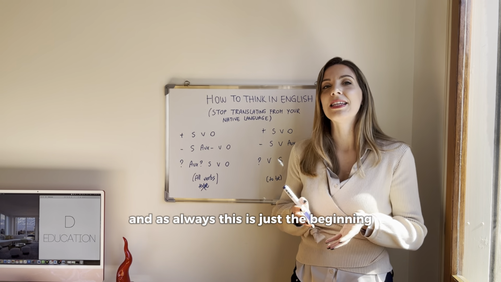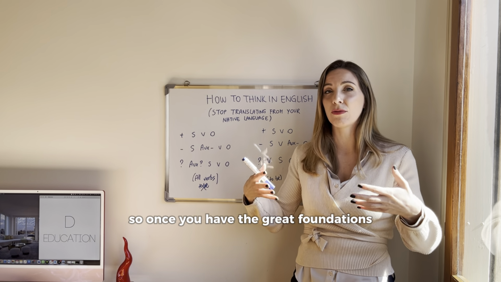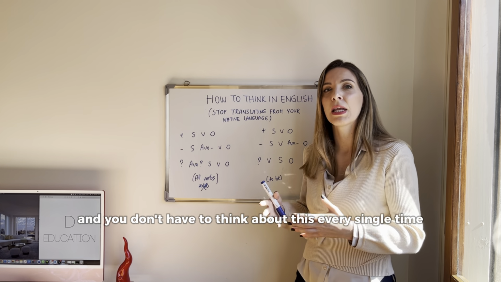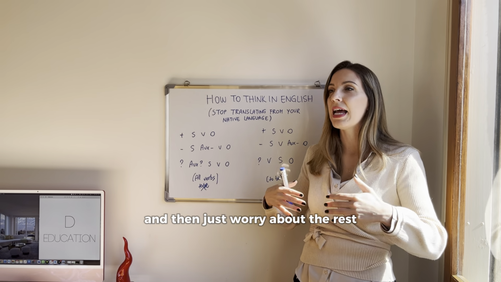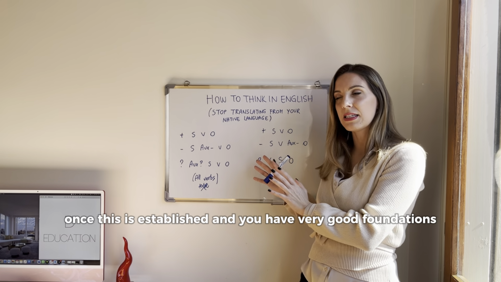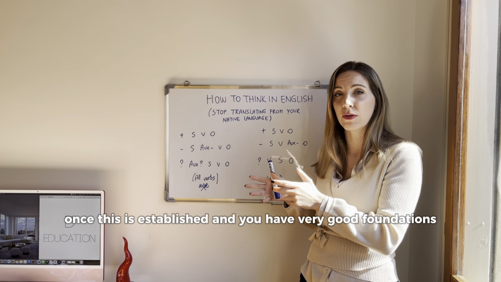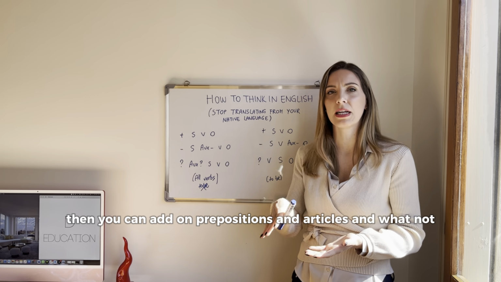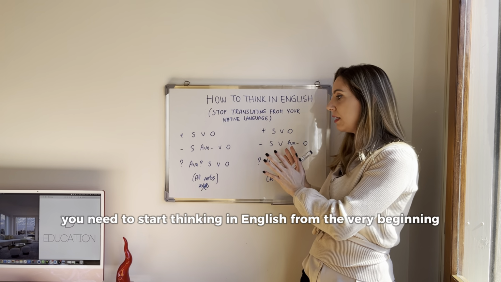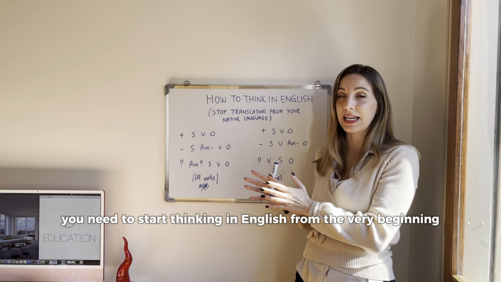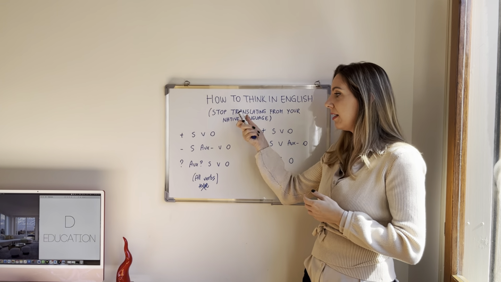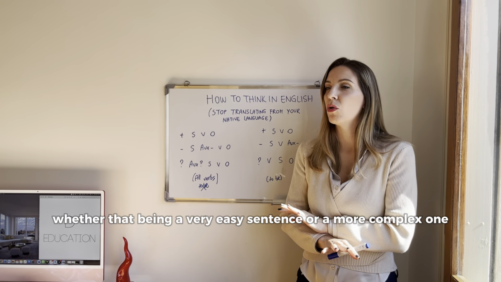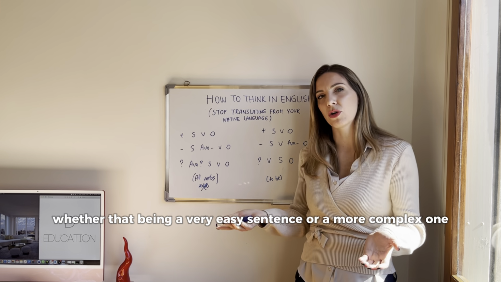And as always, this is just at the beginning. So once you have the great foundations, you don't have to go back and you don't have to think about this every single time. But this is what you need to lay the foundations, and then just worry about the rest. Once this is established and you have very good foundations, then you can add on vocabulary. Then you can add on prepositions and articles and whatnot. But first, you need to start thinking in English from the very beginning. And what I found in my experience is that by knowing the basic sentence structure, you can replace the words and just make sure that it's correct, whether that being a very easy sentence or a more complex one.